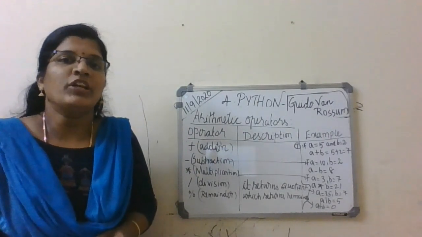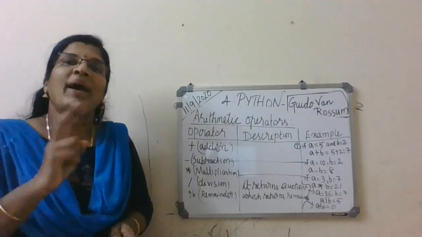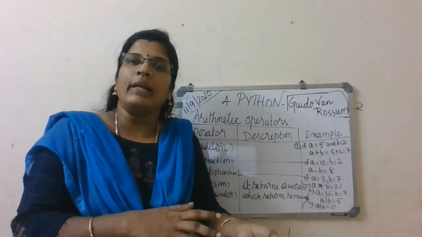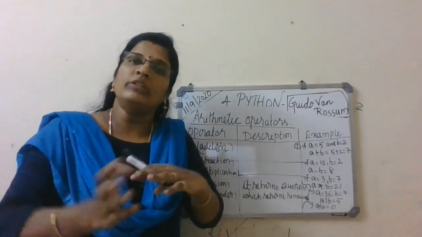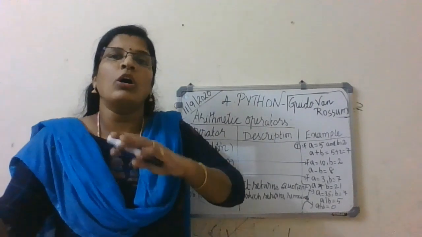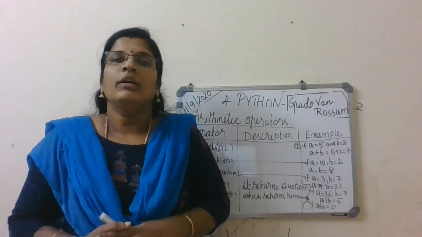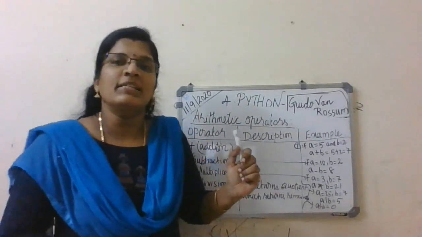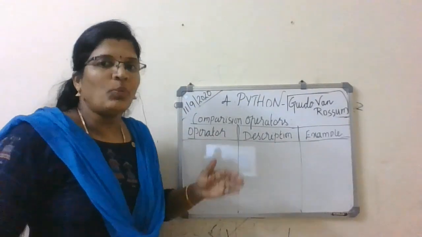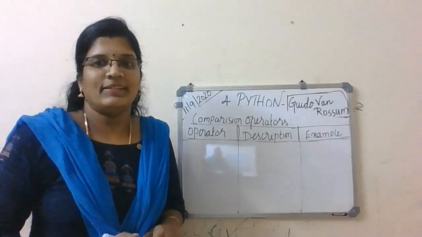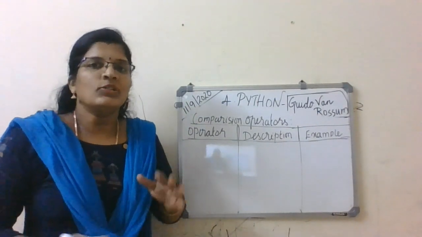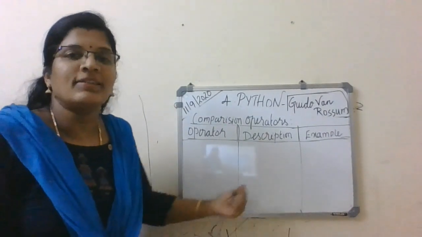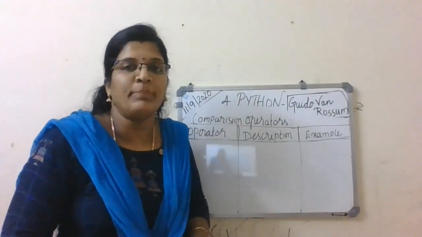So do you remember what the next one is? Comparison. I have two numbers, a and b. Which is greater? Which is lesser? Are they both equal? Or is a greater than b, or b greater than a? That is called comparison operators. So the next operators we are going to study are comparison operators. As I said, it is comparing two values. Let us see what the operators and descriptions are, and then we will see examples.